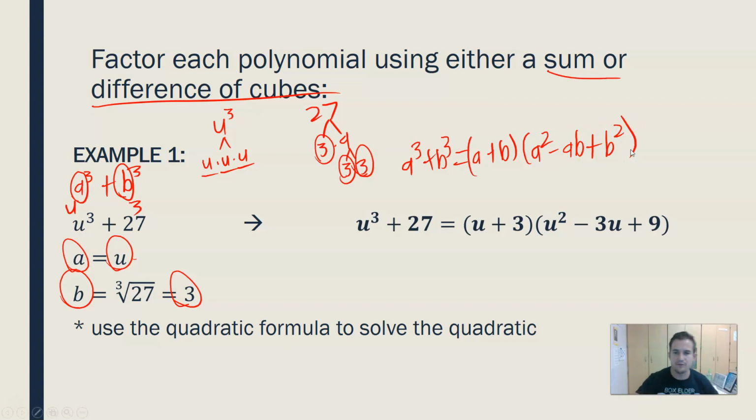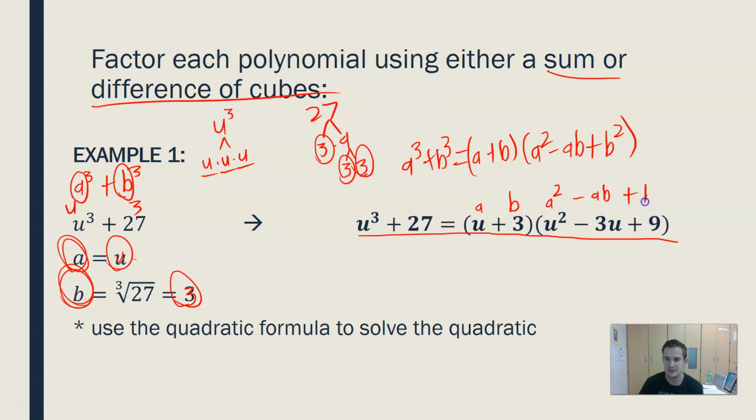So that was the formula for sum of cubes. So now I'm just going to replace everything that says a with u and everything that says b with 3. You see I've already done this for you here. So u cubed plus 27 is equal to u plus 3, a plus b, times a squared minus a times b plus b squared.